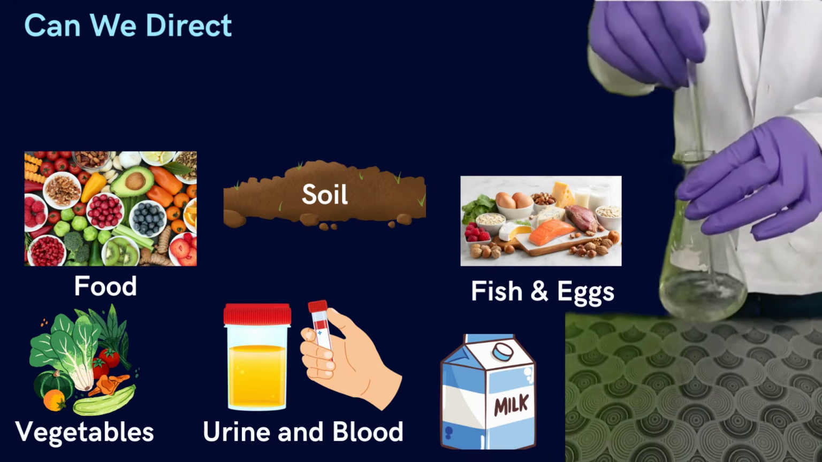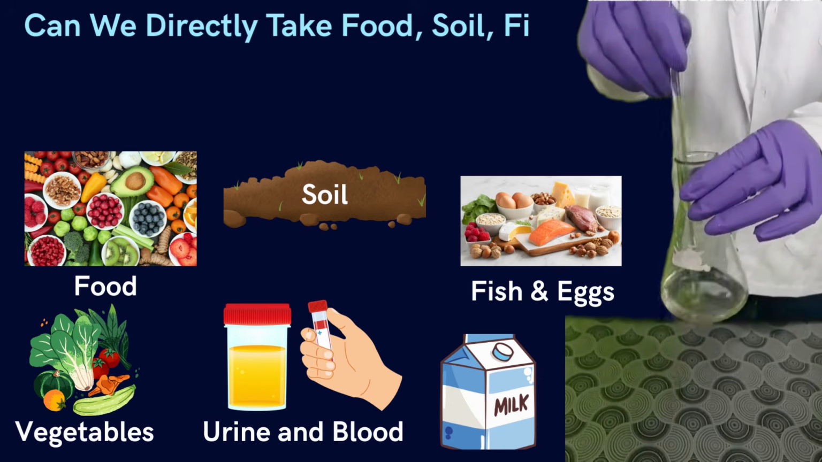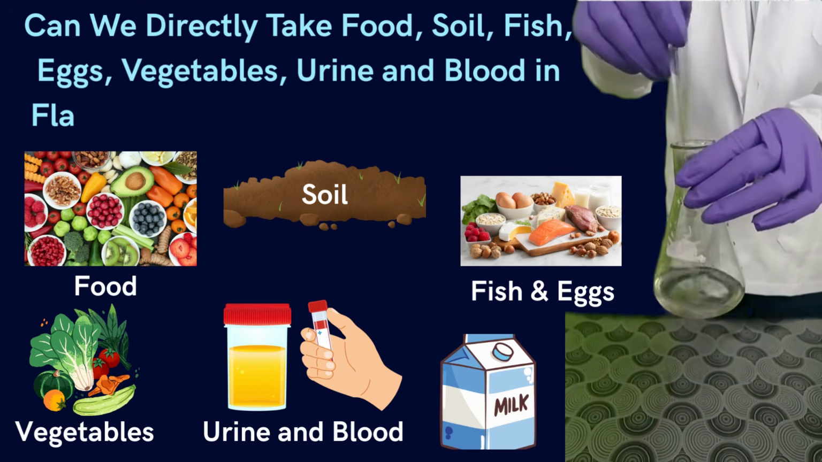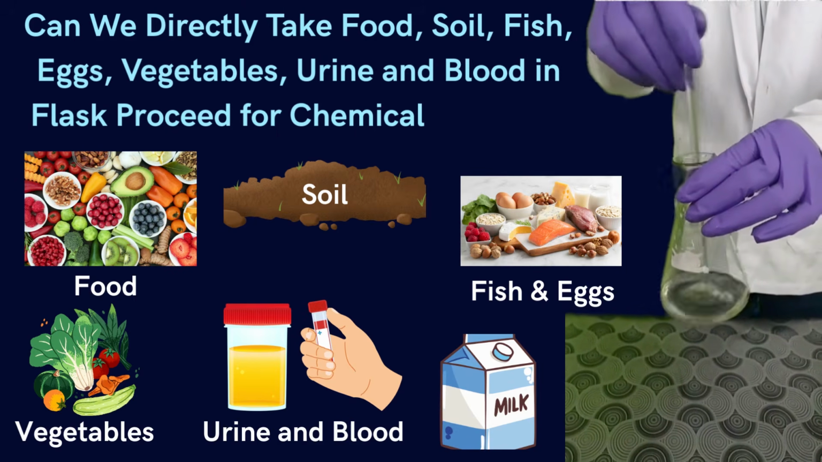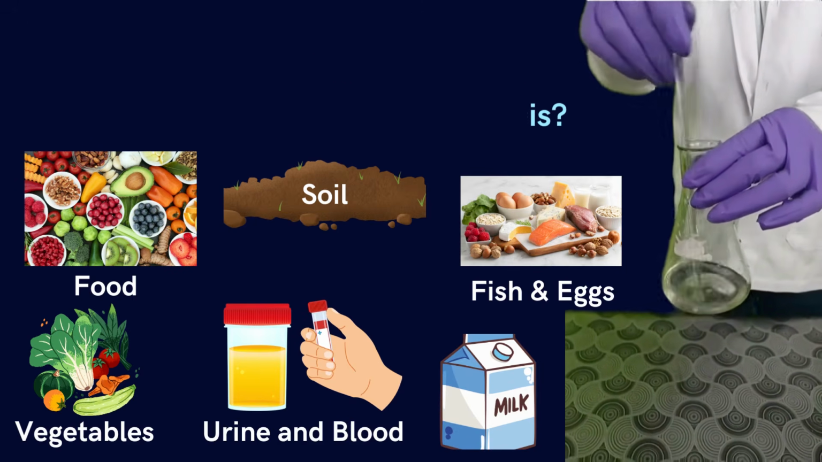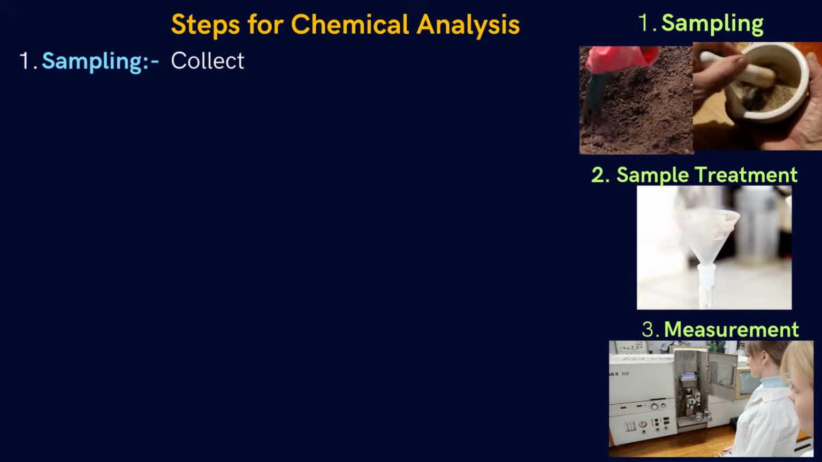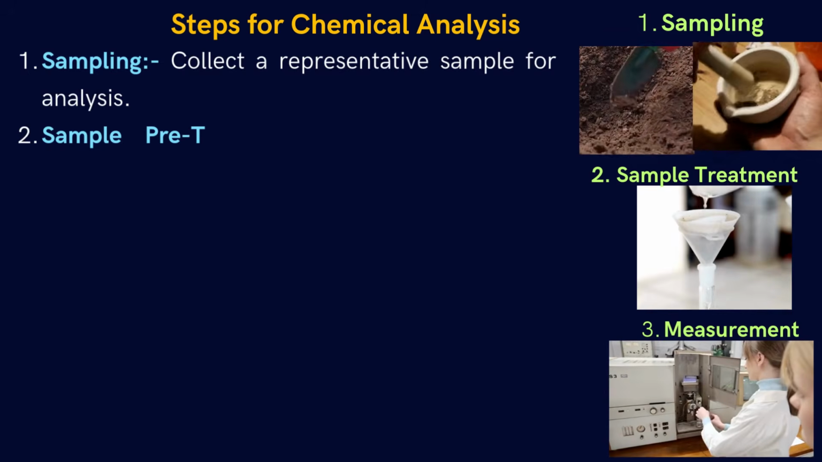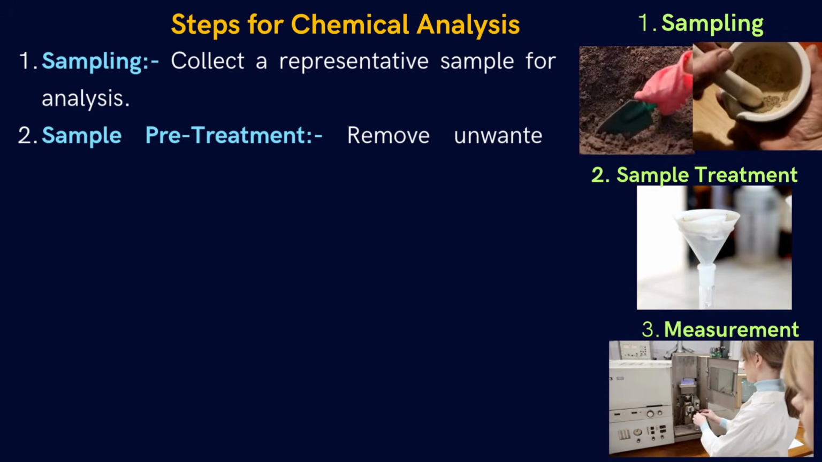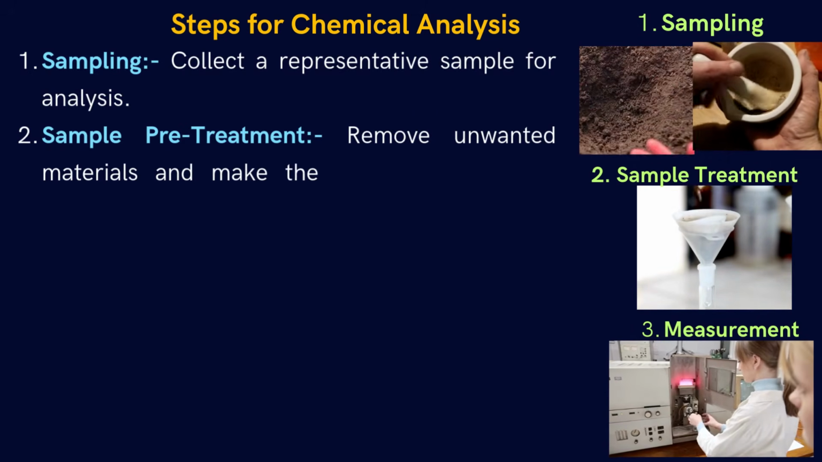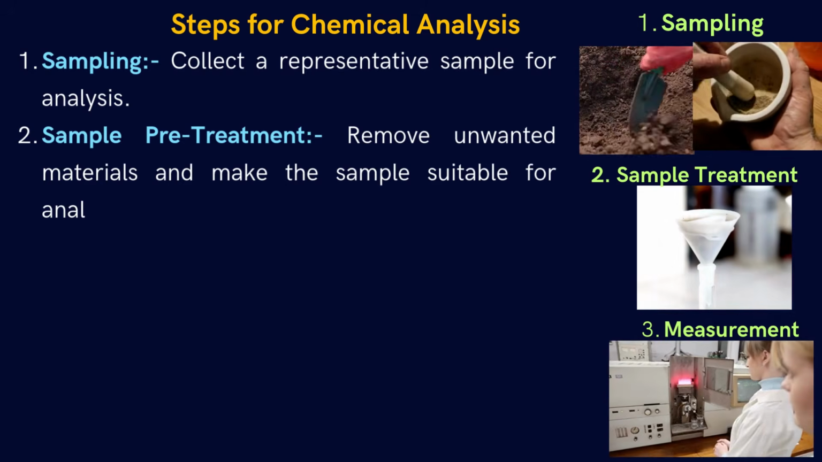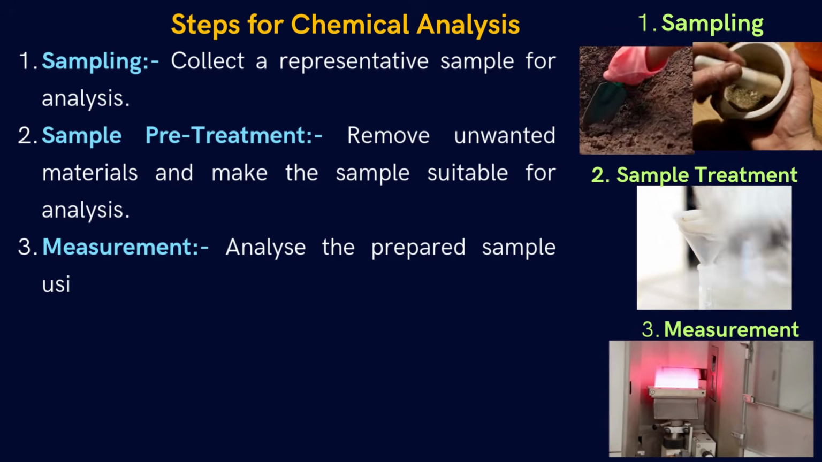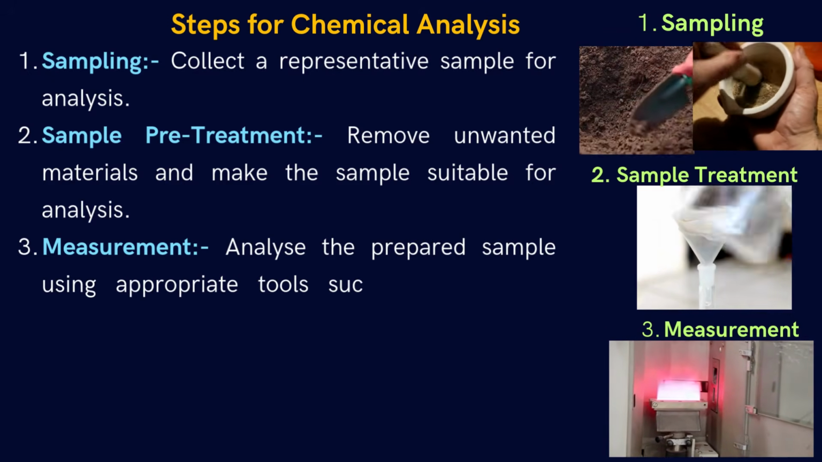Here again the question arises: can we directly take samples such as food, soil, fish, eggs, milk, vegetables and clinical samples in a flask and proceed for chemical analysis in analytical instruments? So, the answer is no. We have the following steps for analysis of chemical composition in environmental, food and clinical analysis. First step is sampling: collect a representative sample for analysis. Second step is sample pre-treatment: remove unwanted materials and make the sample suitable for analysis.